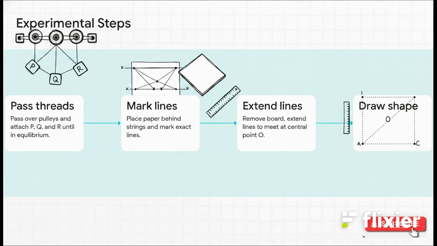Step 2, we slip a sheet of drawing paper directly behind those taut strings and very carefully mark their exact lines. Step 3, we take the board away, grab a ruler, and extend those marked lines until they meet at a single central point. We'll call that point O. Finally, in Step 4, we use a specific scale to mark the lengths of the lines based on the actual weights, draw out our parallelogram, and find our magic diagonal line, OC. We are literally tracing invisible physical forces and trapping them on paper.